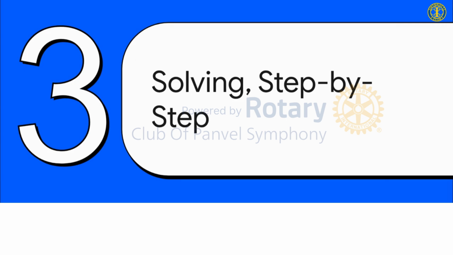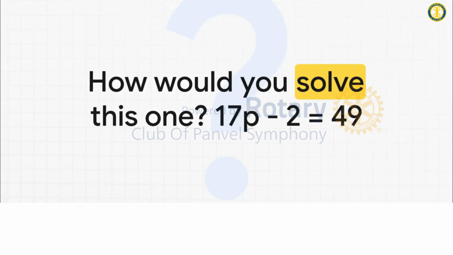Okay, that was a pretty good warm-up, right? Now let's build on that. We'll try a slightly tougher problem to really get the hang of this. So, take a look at this one. 17p minus 2 equals 49. It's the same rules, we just have one extra little step. So what do you think? What's the very first move? Remember, our goal is to get p all alone, so we need to start peeling away the other numbers, kind of like peeling an onion, one layer at a time.